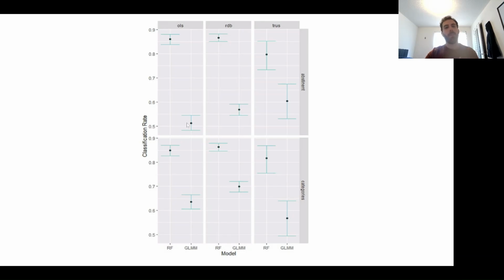And here the error bars are super informative because you could see the RF model outperforms the GLMM model by a huge margin, even accounting for the potential error in our inference. And that's across studies, that's across dependent variables. So hopefully this is a relatively simple way to convey that information to people.